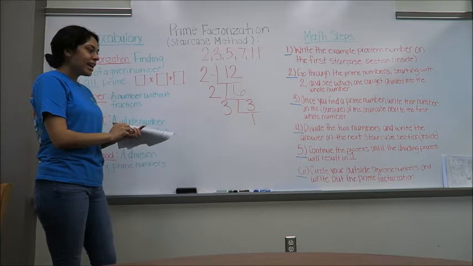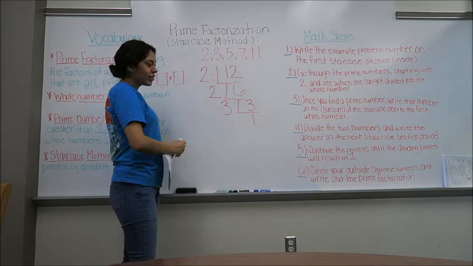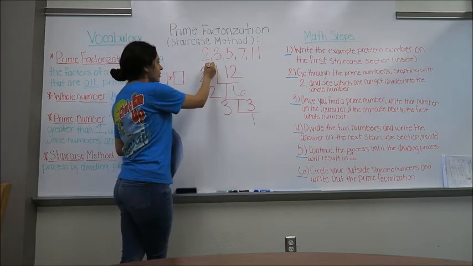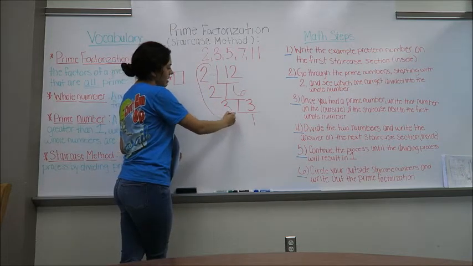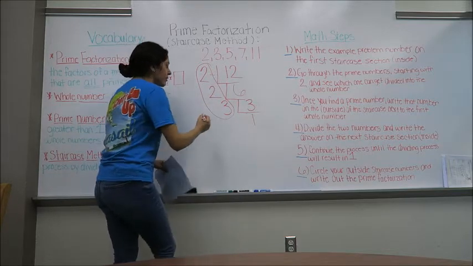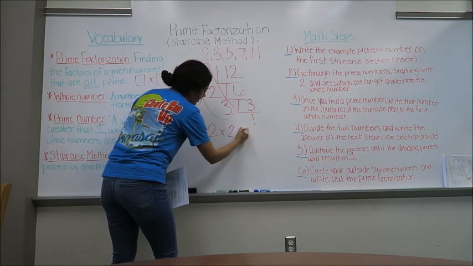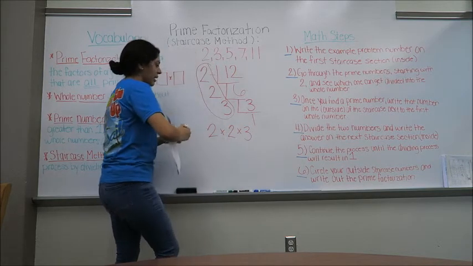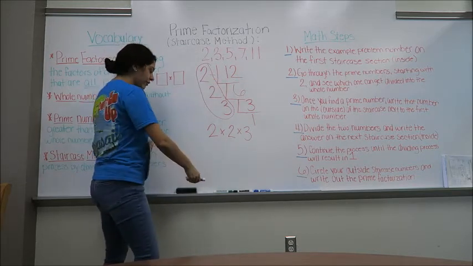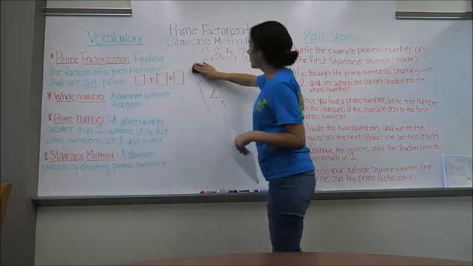So step 5, now that we have got our result to be 1, you're going to then circle all your outside staircase numbers and write out your prime factorization. So we'll circle 2, 2, and 3. And write out your prime factorization, which would look like 2 times 2 times 3. That is what your prime factorization will look like for your whole number 12. Do we have any questions? Everybody understanding so far?